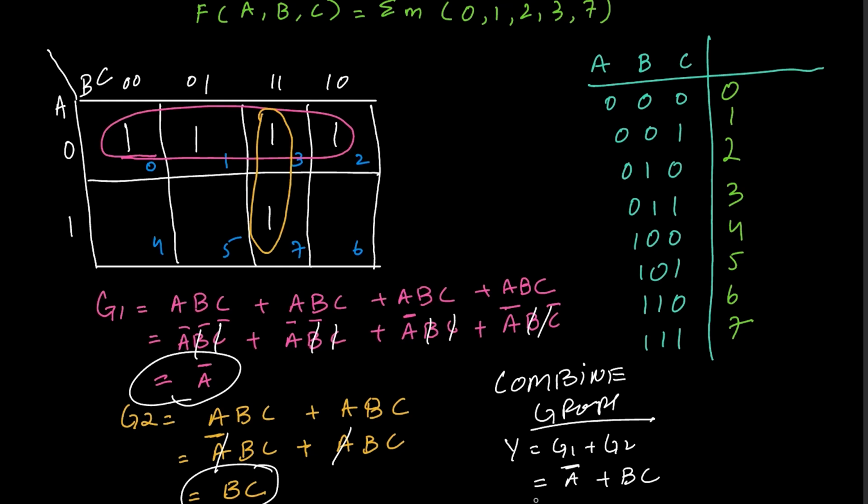So this is our answer for the three variable equation for the minterm of 0, 1, 2, 3, 7.